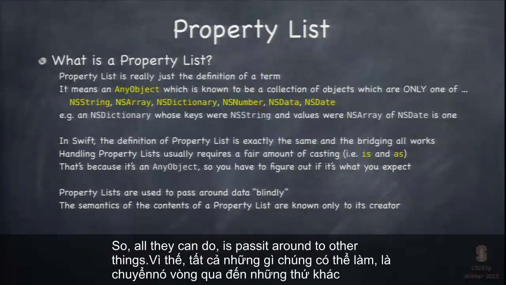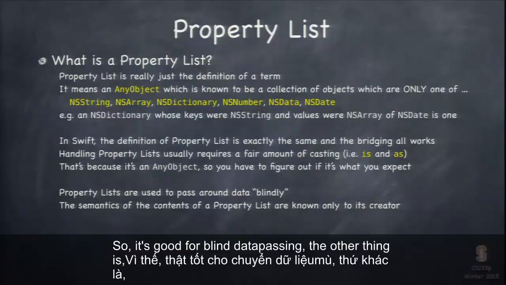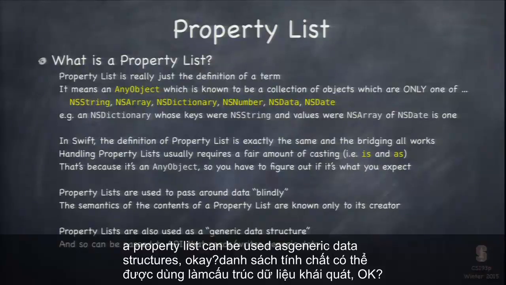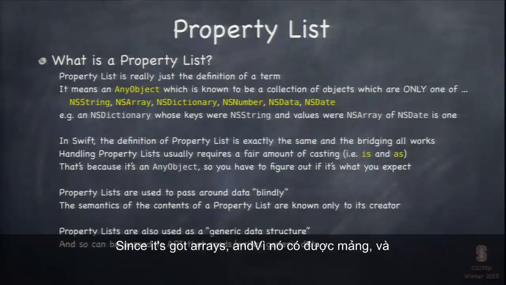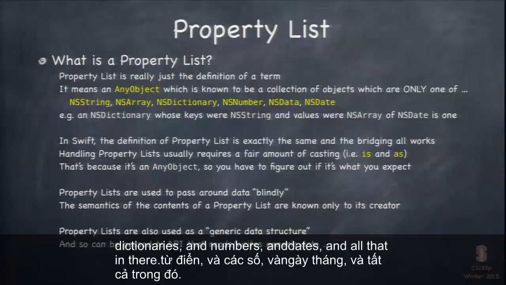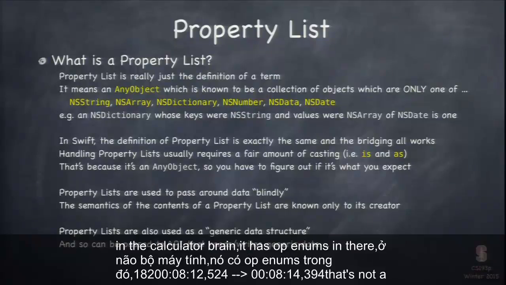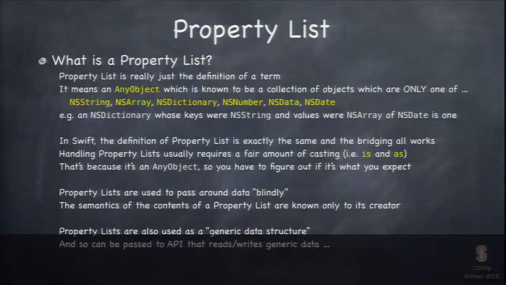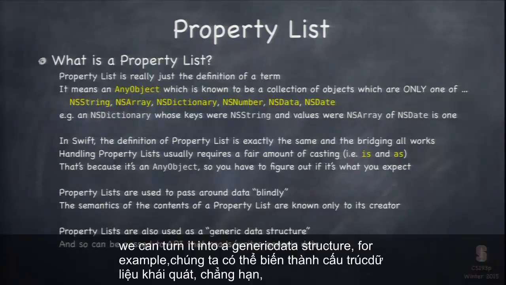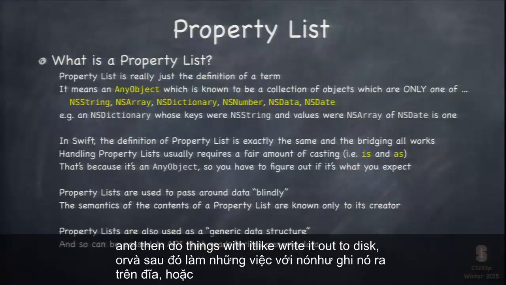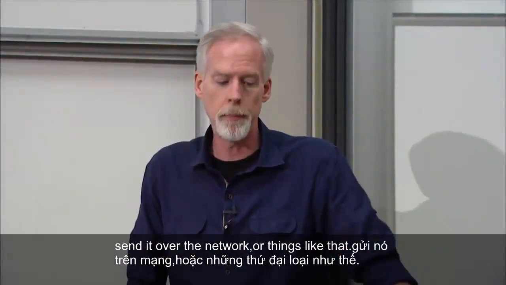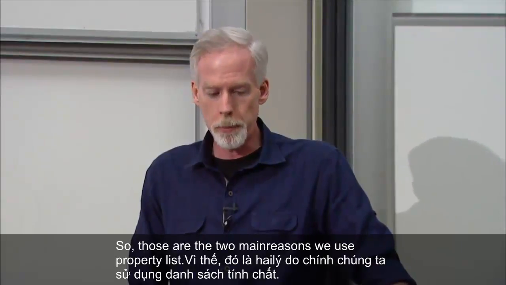So all they can do is pass it around to other things. So it's good for blind data passing. The other thing is, a property list can be used as generic data structures. Since it's got arrays and dictionaries and numbers and dates and all that in there, you can turn a data structure like our op stack in the calculator brain. It has op enums in there. That's not a generic data structure, but we could turn it into a generic data structure, for example, and then do things with it like write it out to disk or send it over the network or things like that. So those are the 2 main reasons we use property list.